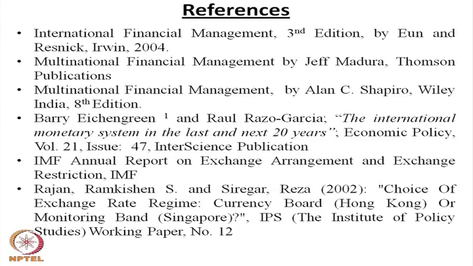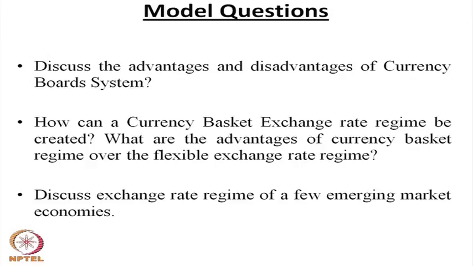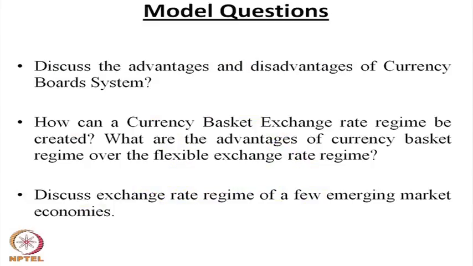Let us discuss some model questions here. Discuss the advantages and disadvantages of the currency board system. You have to outline which are the advantages and which are the disadvantages of the currency board system. In this process, you can discuss the primary requirement of the currency board system. The requirement of a currency board system is a single currency, either linked to trade or a fixed exchange rate. A currency board system is nothing but a fixed exchange rate regime. What advantages and disadvantages does the fixed exchange rate have? We have to outline them there.